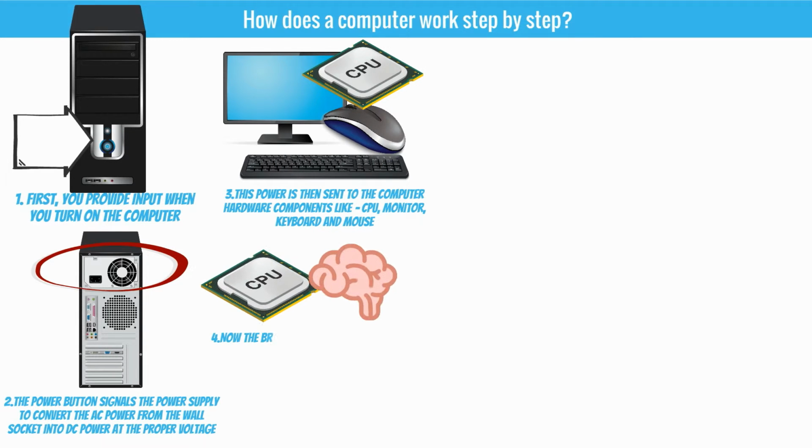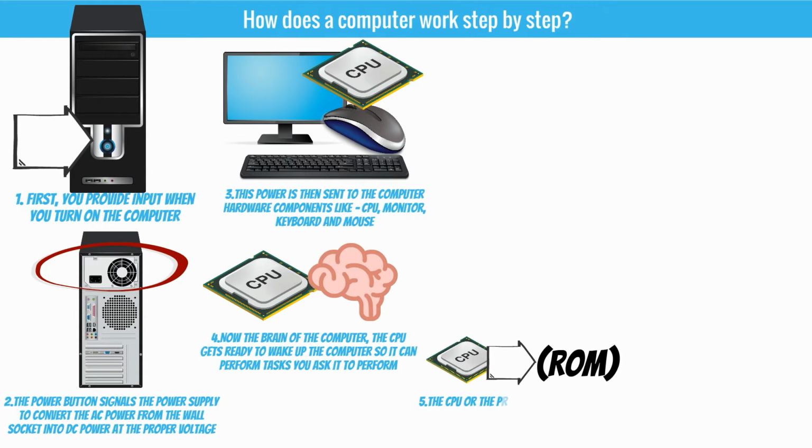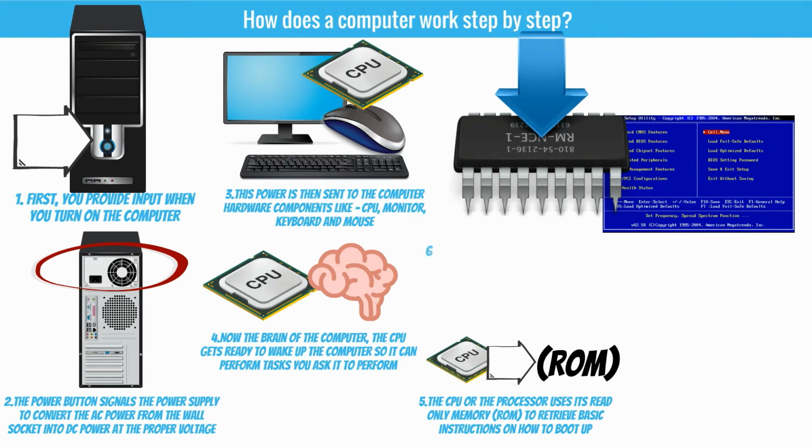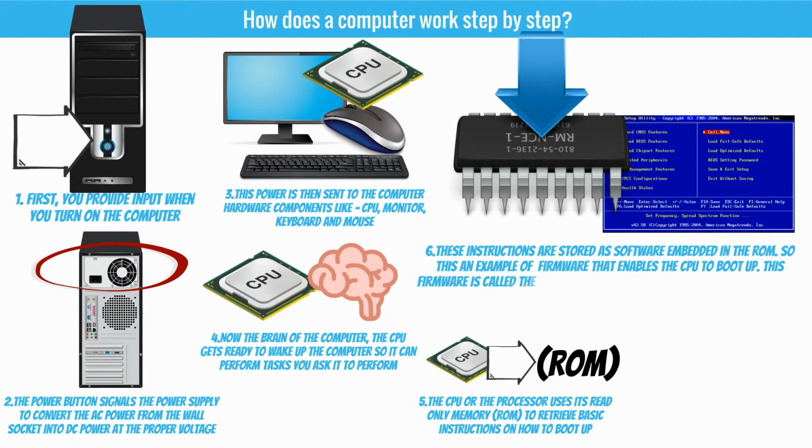Now the brain of the computer, the CPU, gets ready to wake up the computer so it can perform tasks you ask it to perform. The CPU or the processor uses its read-only memory, ROM, to retrieve basic instructions on how to boot up. These instructions are stored as software embedded in the ROM. So this is an example of firmware that enables the CPU to boot up. This firmware is called the BIOS, Basic Input-Output System, and contains the fundamental system startup instructions for the CPU.